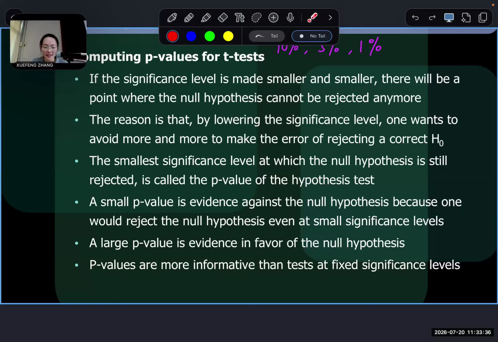So here is the definition. The p-value is the smallest significance level at which you can still reject H0.